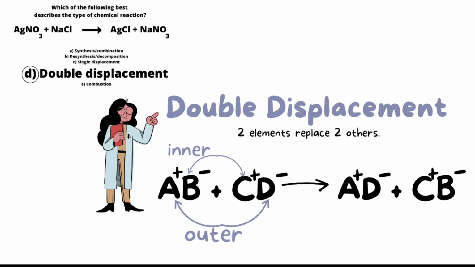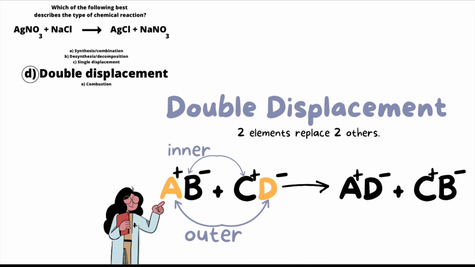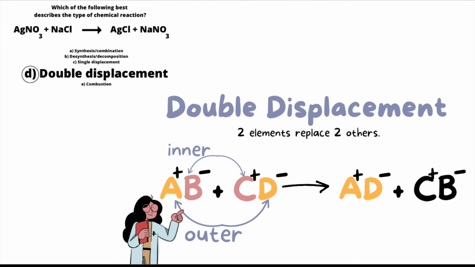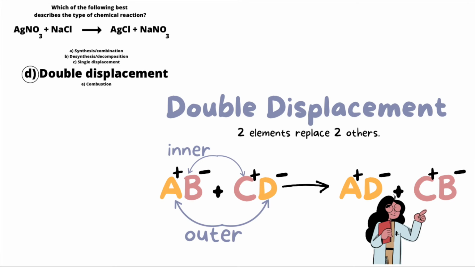In a double displacement reaction, we have two elements replacing two others. This is the generic form of a double displacement. We start with our outer two elements in both compounds, which here are A and D. We combine them in the product side to make AD. Then we take the inner two elements of both compounds and combine them in the product side to get CB.